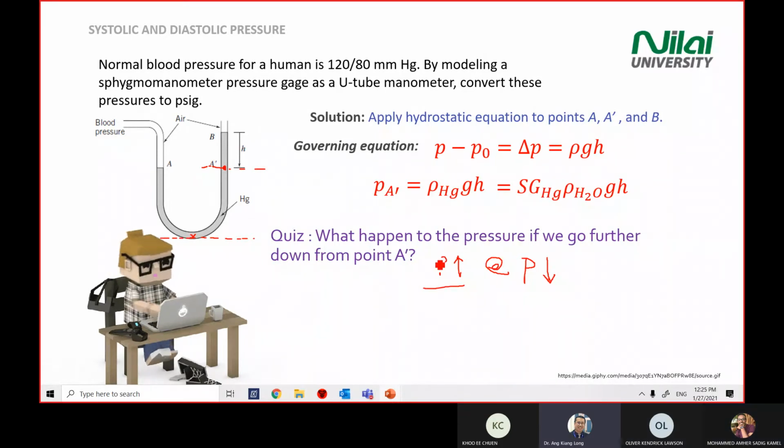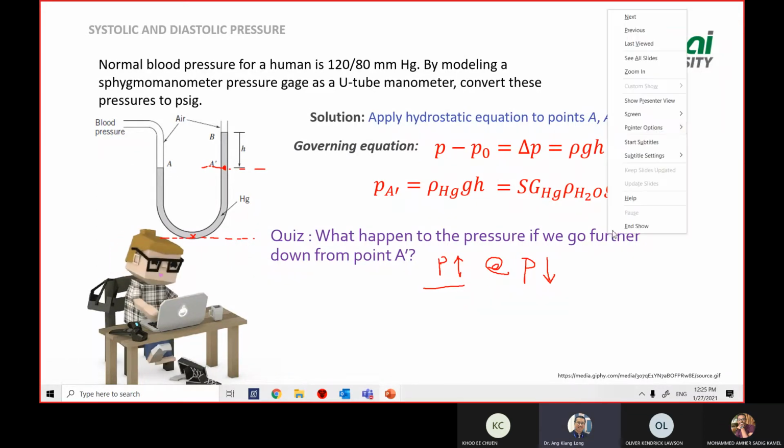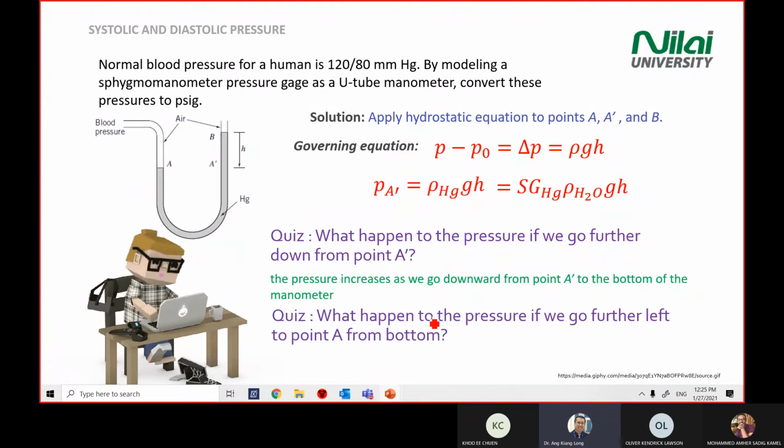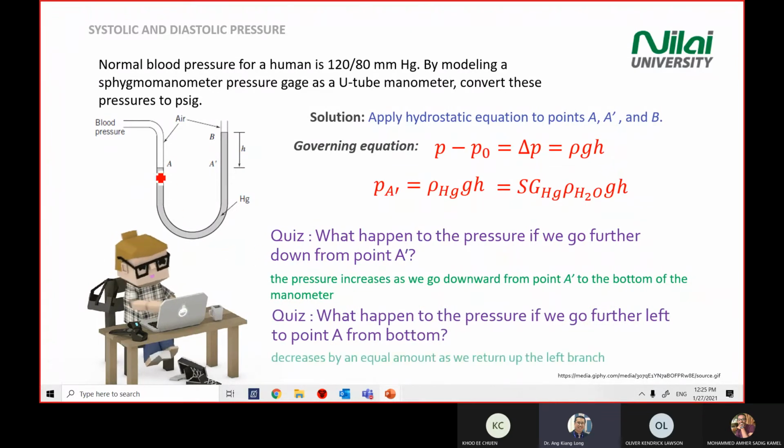So anyone who doesn't understand why it increases? Okay, yeah. So the pressure will increase as you go down. And what happens if you go up from this point to point A here? The pressure will decrease. Correct. So this is a very important concept: when you go down, pressure increases, and when you go up, pressure decreases.